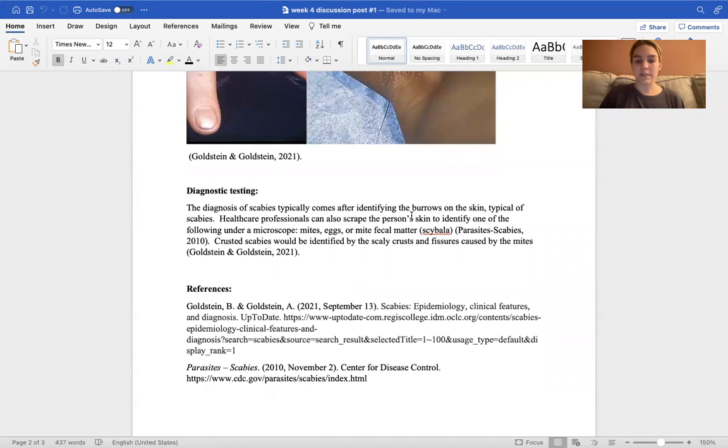And then diagnostic testing. It's typically identified just by sight, if you are a seasoned practitioner. However, healthcare professionals can also scrape the person's skin to identify either the mites, the eggs, or the fecal matter under a microscope. And obviously those crusted scabies that I talked about earlier are identified by the scaly crusts and fissures caused by the mites.